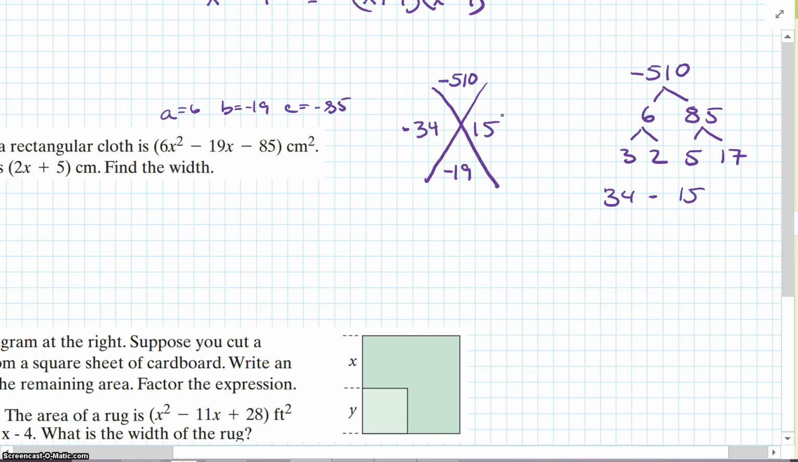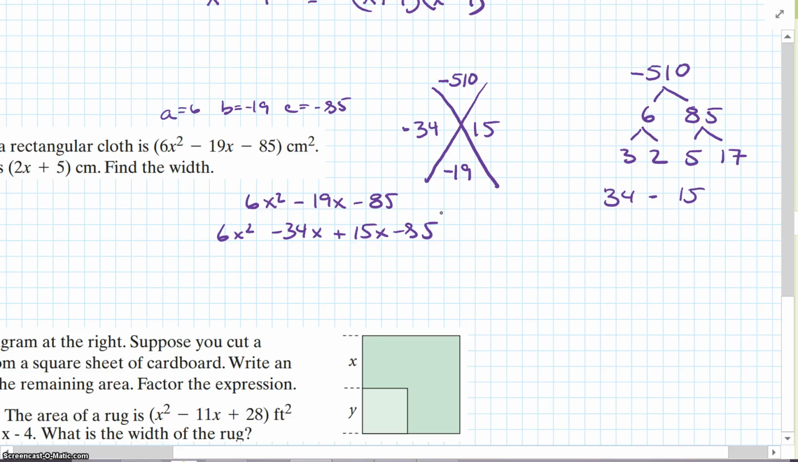So let's rewrite this thing. Again, since I have enough room, I'll just rewrite the whole thing here. So I'm going to go 6x squared minus 19x minus 85. I'm going to rewrite it as 6x squared minus 34x plus 15x minus 85.